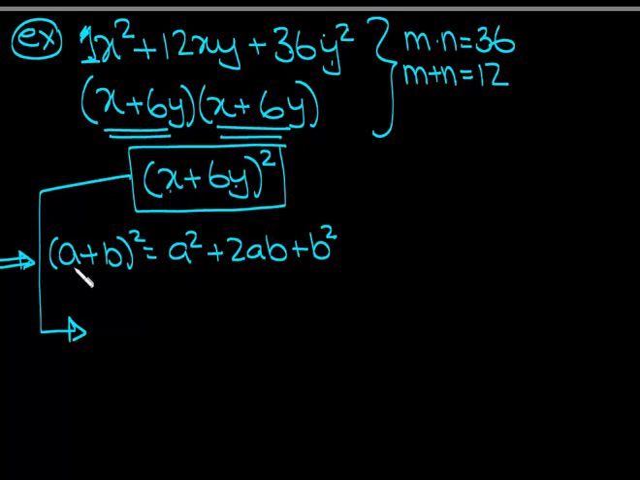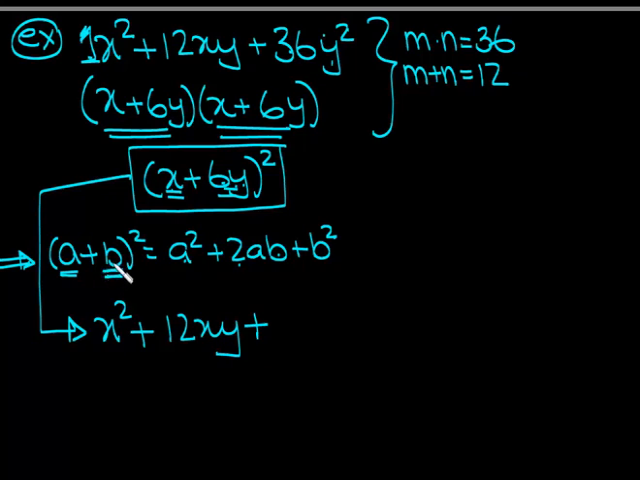I get a is your first term of the binomial, b is the second term. So I get a squared, so you get x squared, plus I get ab, so you multiply these two, so you get 6xy, and then you multiply that by 2, so you get 12xy, plus you get b squared.